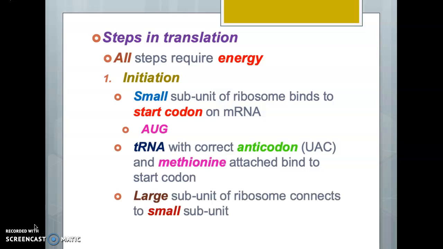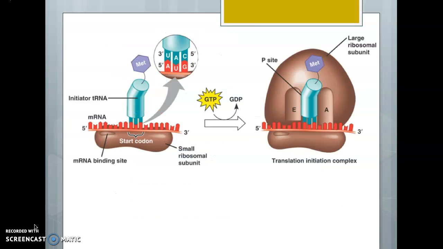The third part of initiation is that the large subunit comes in and completes the ribosome. So here is a picture of what it looks like. The tRNA doesn't really look like a T. We're going to use a couple of different types of pictures, but I like this one best because it showed how the initiation takes place.